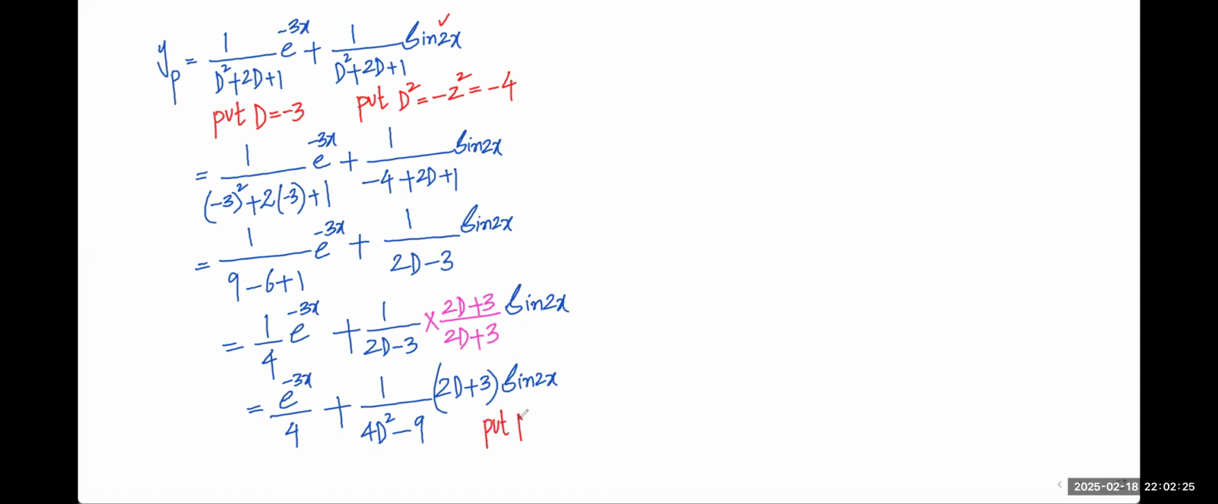Replacing rule is put d square is equal to minus our x coefficient square. The x coefficient is 2 here, so that is minus 2 square, minus 4 we have to replace here. If it is 3, then minus 3 square. This is yp becomes e power minus 3x by 4 plus 1 by d square will be replaced with minus 16 minus 9.